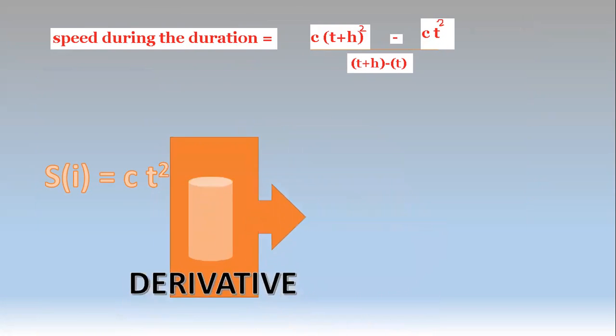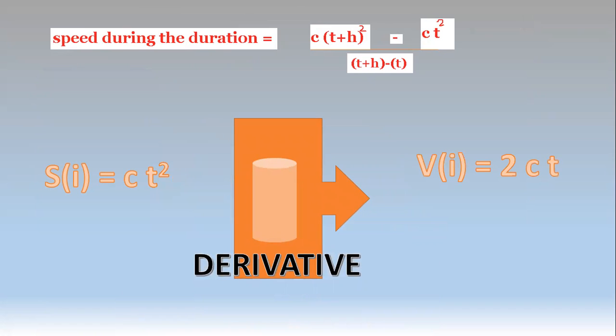Just substituting the values in the formula, and I'm going to use my formula, t plus h whole square, and we can very easily sort it out. h gets cancelled out, minus ct square gets cancelled out on both sides. And what am I left with? 2 times ct. So my s of t goes into the derivative machine, and what comes out is v of t. That's my instantaneous velocity, which is directly varying with time.